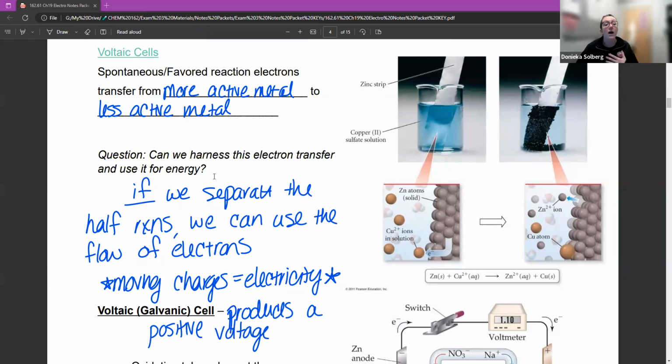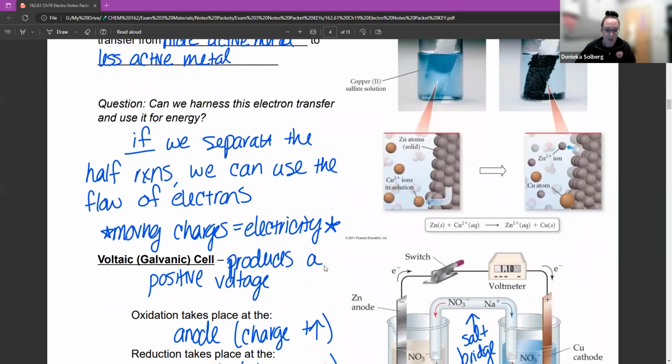Okay, so how can we harness this electron transfer and use it for energy? Essentially, if we separate the two half reactions, then we can actually use that flow of electrons to get electricity. If you've ever taken physics or any type of physical science before, anytime you have moving charges, that is electricity. And if we can use those moving charges, then we can use that electricity. So anytime you've got moving charges, you're conducting electricity.